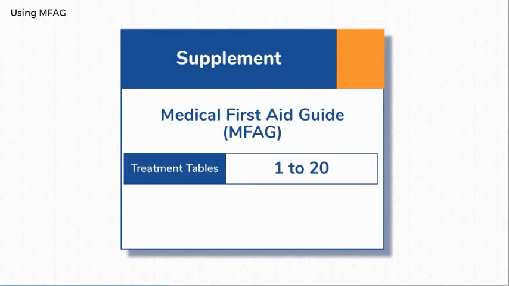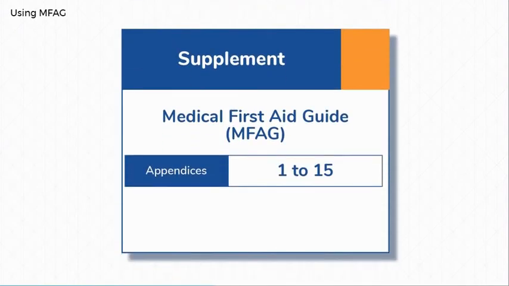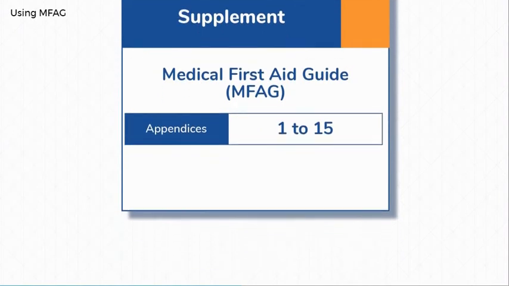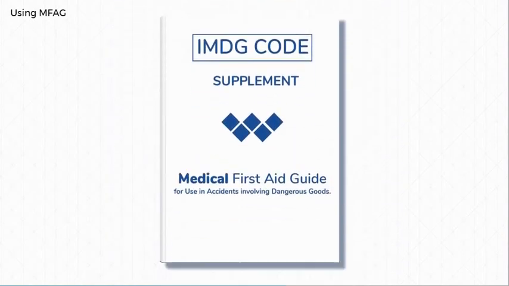Each table provides comprehensive details of treatment for various signs and symptoms. In some cases, this will include the follow-up treatment required. Lastly, you will use one of 15 appendices that provide general details of procedures for dealing with first aid injuries and emergencies associated with the contact of chemical substances. Appendix 15 provides cross-reference to treatment tables for specific substances that require special treatment based on their UN number and proper shipping name. Now that we know how to use the Medical First Aid Guide, let's consider an example.